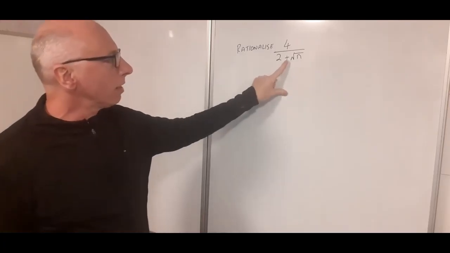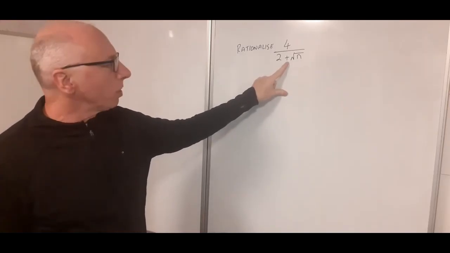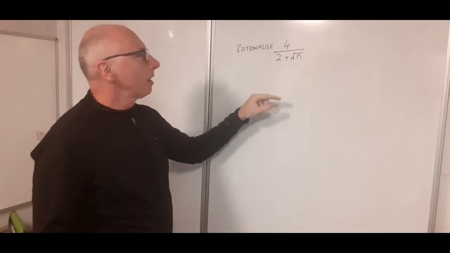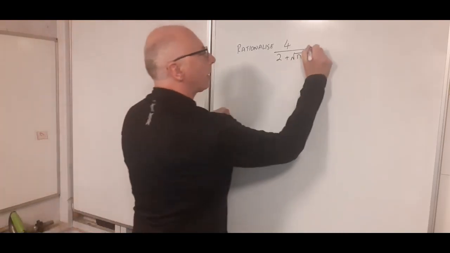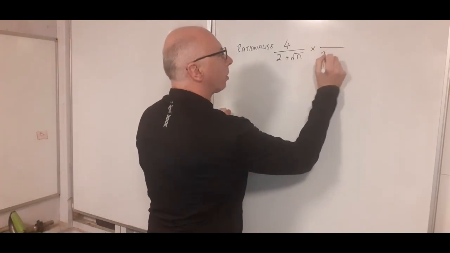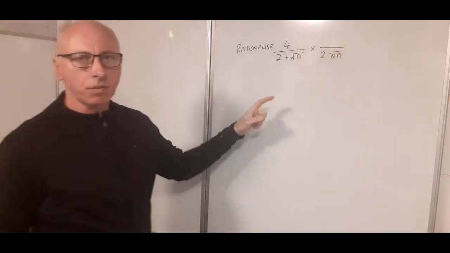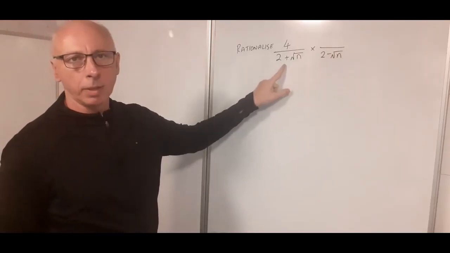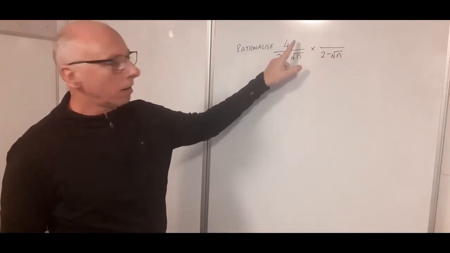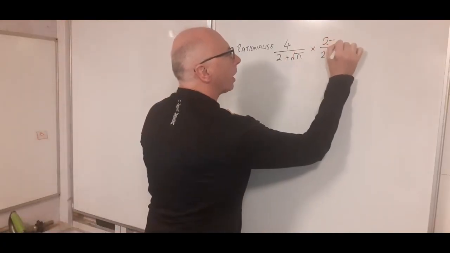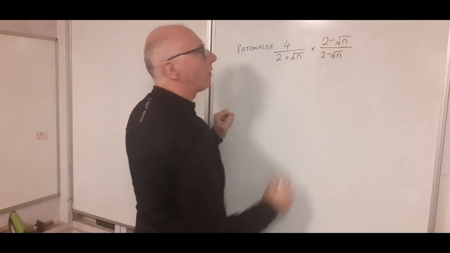What that means is, here we've got a plus sign, so we need the opposite of that, so we need a minus sign. Now if we multiply it by 2 minus square root of n, that's obviously going to change our denominator. So to balance that out, we must also do the same to our numerator. So now we've got 2 minus square root of n.